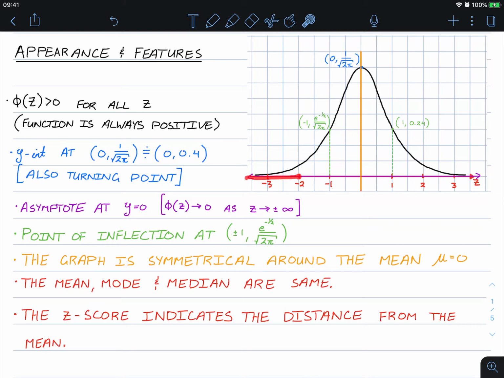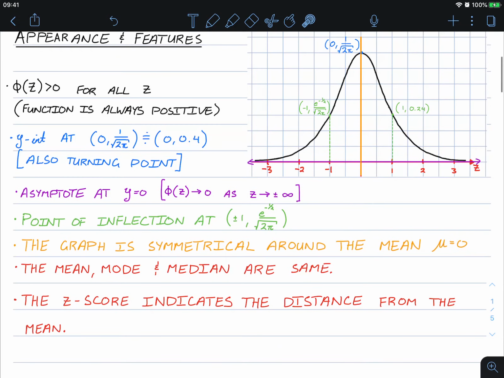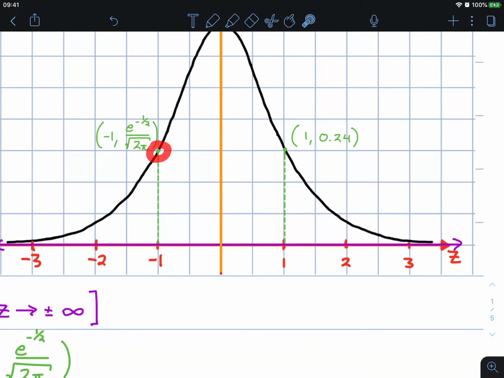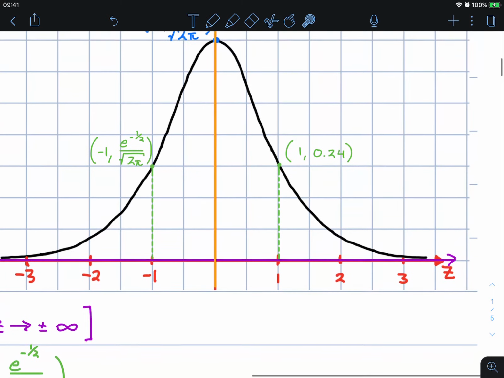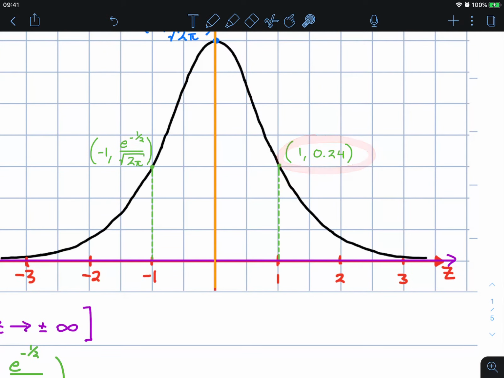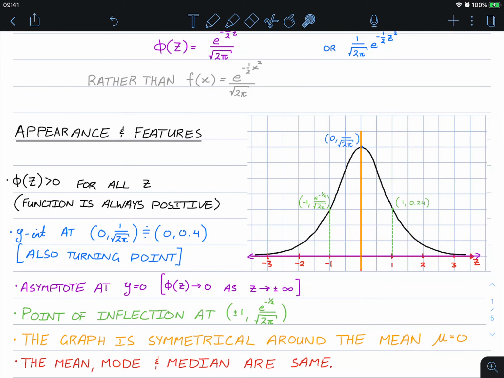It has asymptotes on y equals 0, which means as z approaches negative infinity, the graph approaches 0, so it gets closer and closer, never touching. Likewise, as z approaches positive infinity, the graph gets closer and closer, never touching 0. It has points of inflection at 1 and negative 1, and its y value at that point is approximately 0.24.